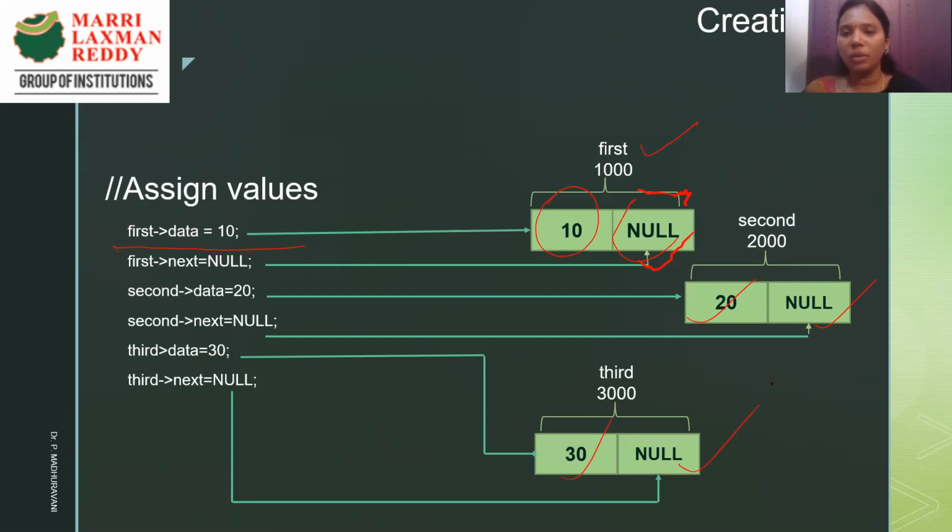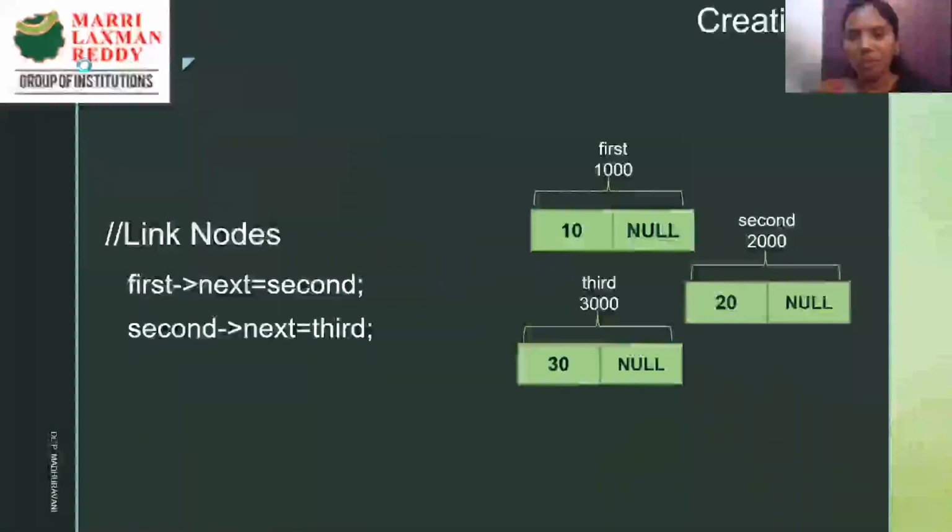Now we are ready with 3 nodes. We have allocated memory for 3 nodes, and as well as we have assigned data values into 3 nodes. The 3 nodes are situated at 3 different locations: the first node at 1000, second node at 2000 and third node at 3000.